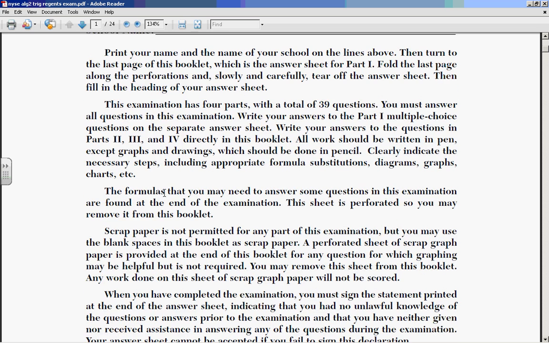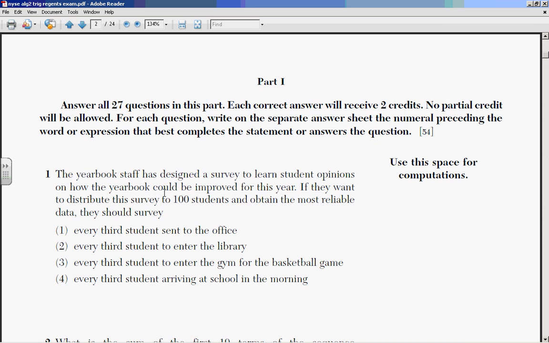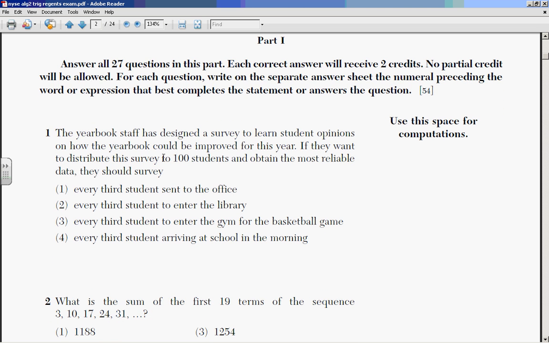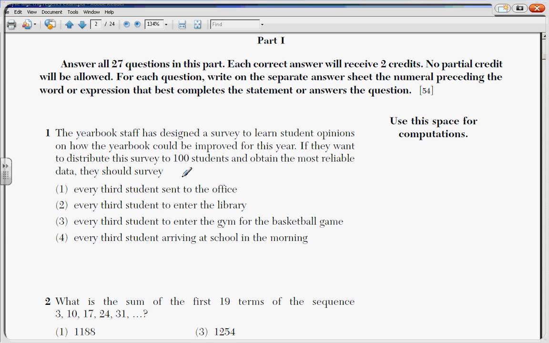Let's take a look at number 1. Question 1 says that the yearbook staff has designed a survey to learn students' opinion on how the yearbook could be improved for the first year. If they want to distribute this survey to 100 students and obtain the most reliable data, they should survey. Now, if they want to get the most reliable data for the whole school, they want to try and increase their sample space as much as possible.